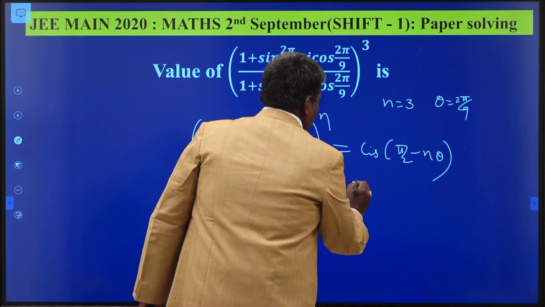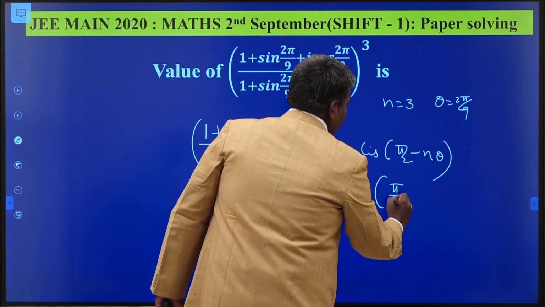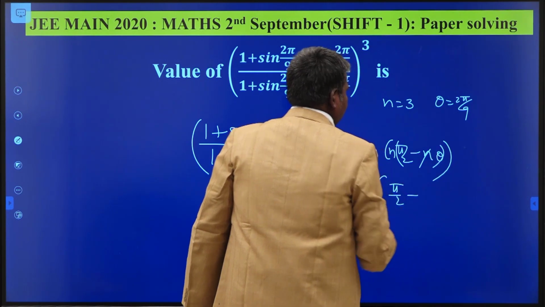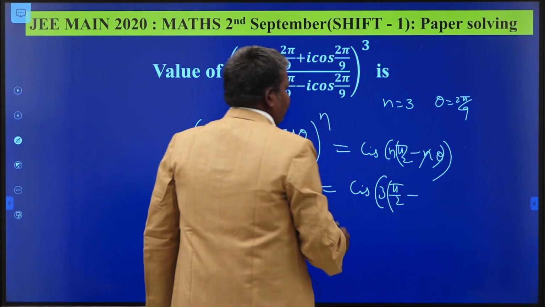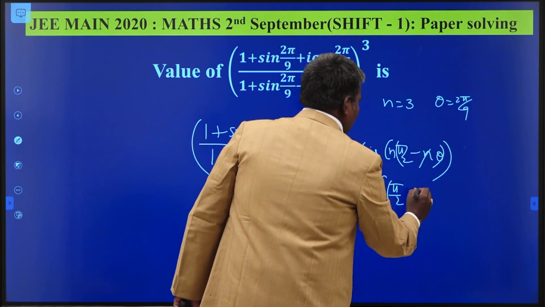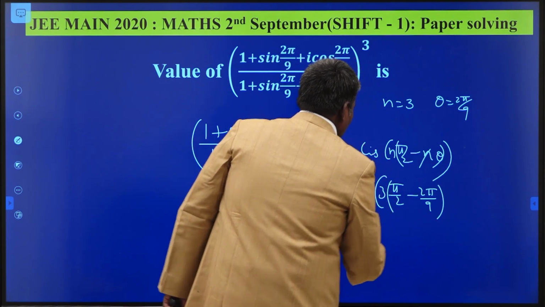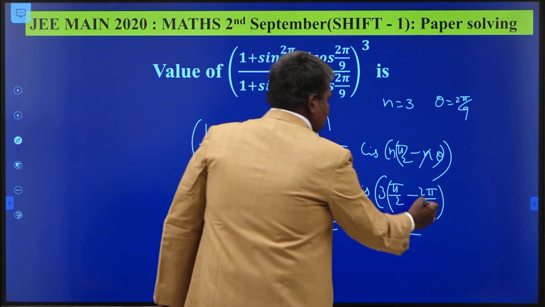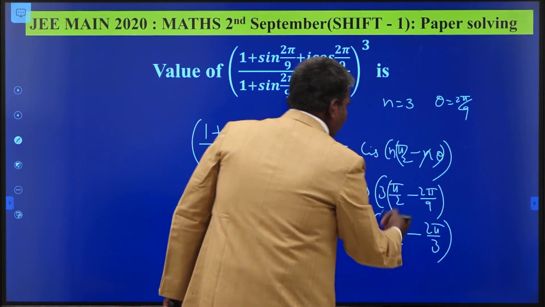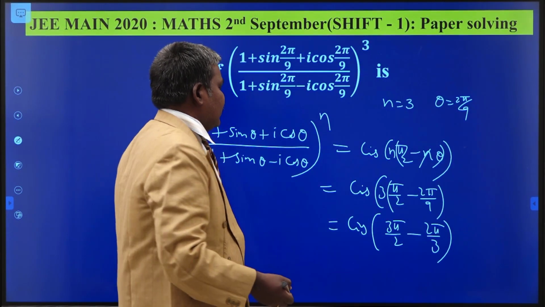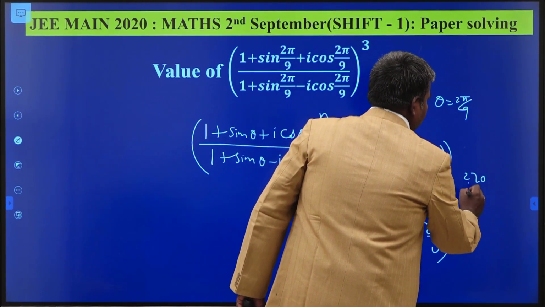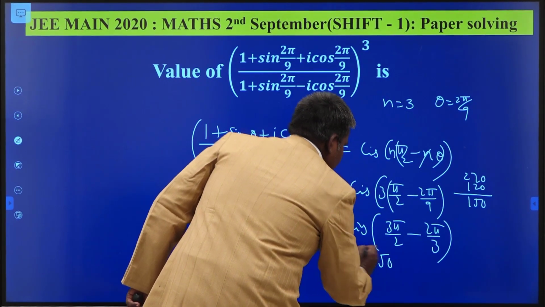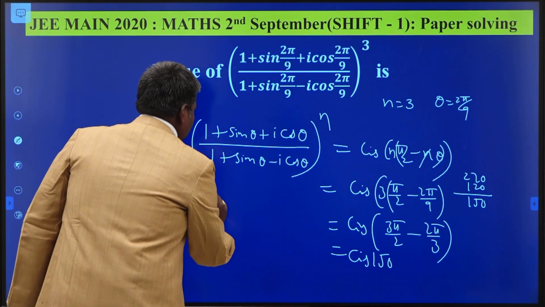Now, just to simplify this one, cis(π/2 − nθ), this is n times (π/2 − θ), that is 3 times (π/2 − θ). What is your θ? 2π/9. We get cis(3π/2 − 2π/3). 3π/2 is 270 degrees, 2π/3 means 120. 270 minus 120 is nothing but 150 degrees. This is nothing but cis 150 degrees, cos 150 + i sin 150.